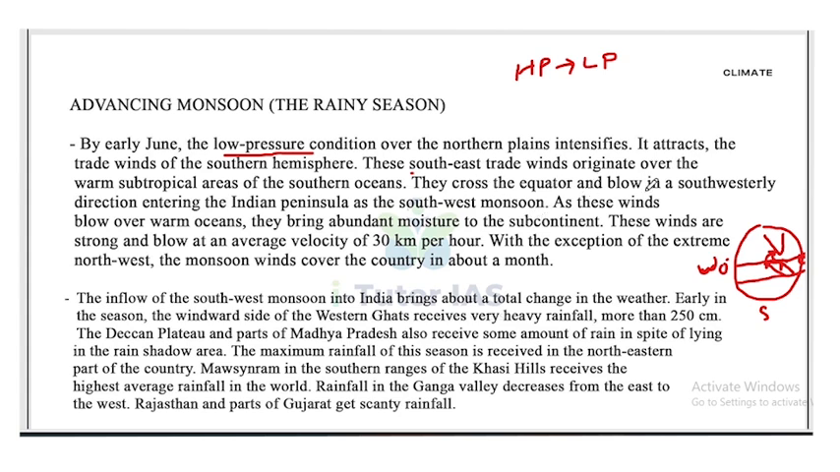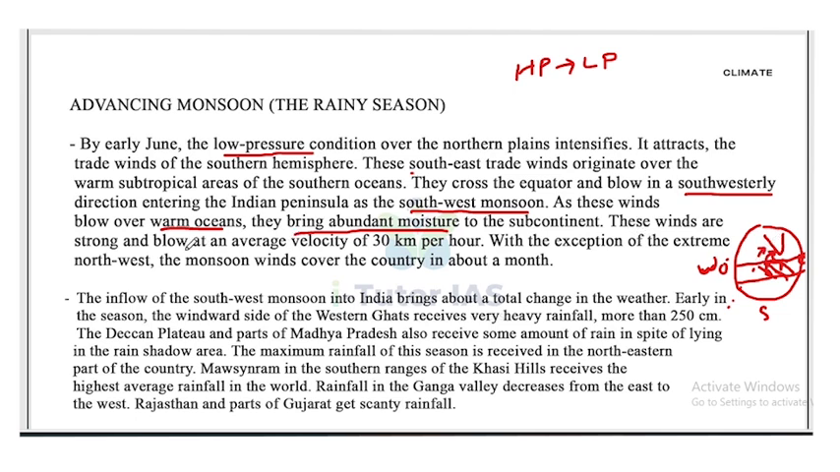They cross the equator and blow in a southwesterly direction, and they enter the Indian peninsula as the southwest monsoon. As these winds blow over warm oceans, they bring abundant moisture from the ocean to the subcontinent.